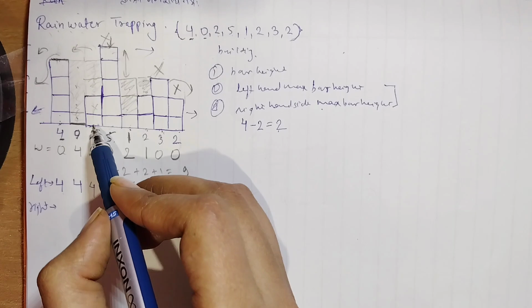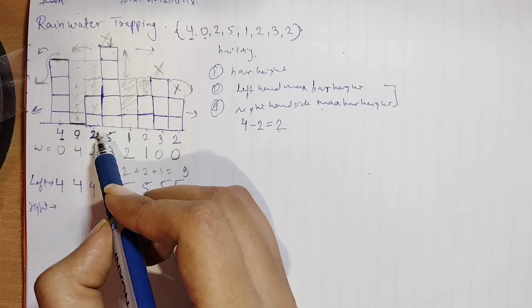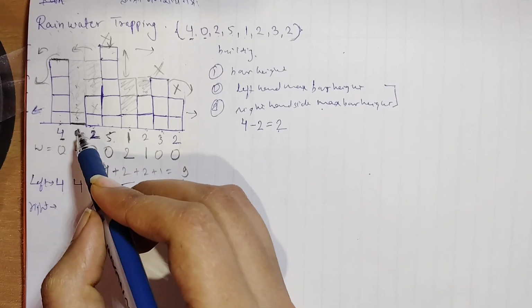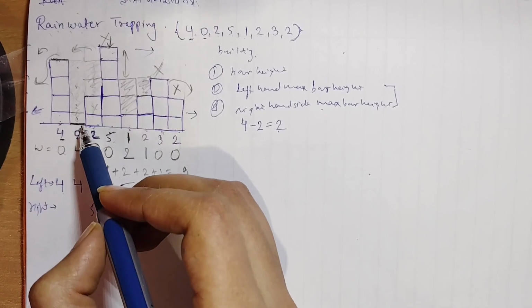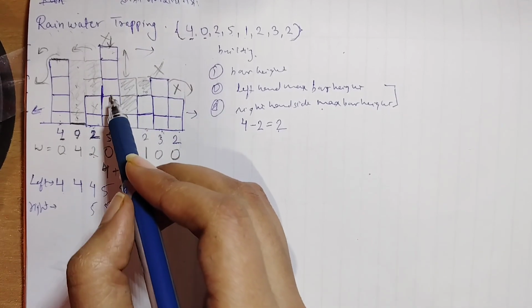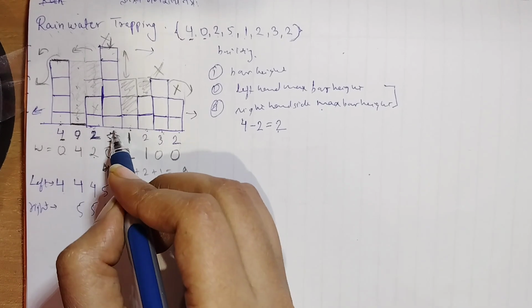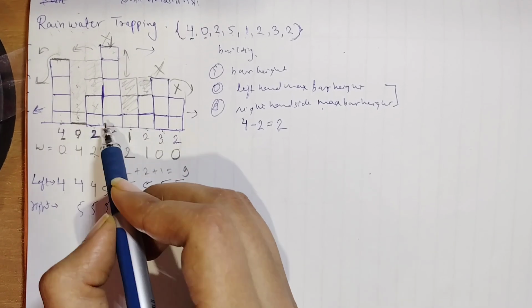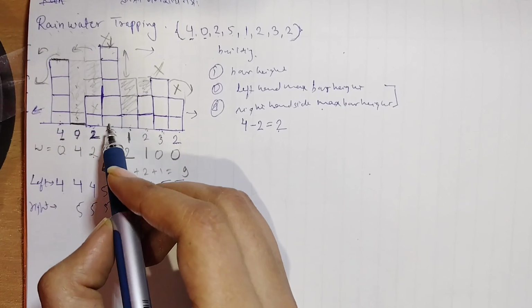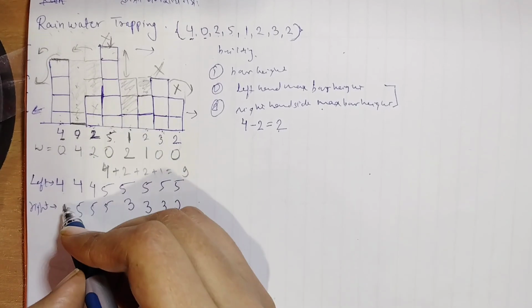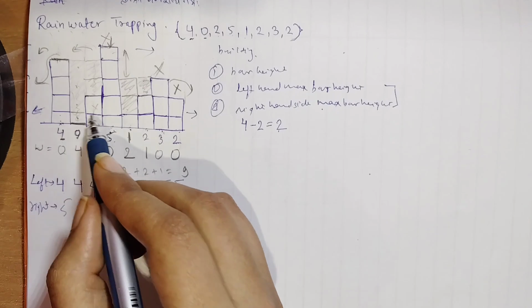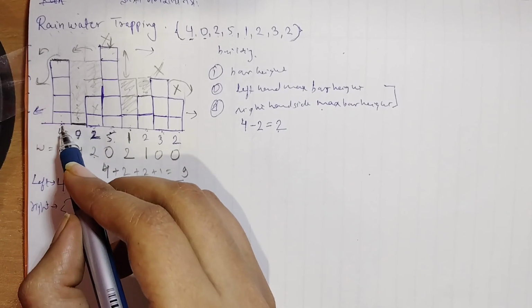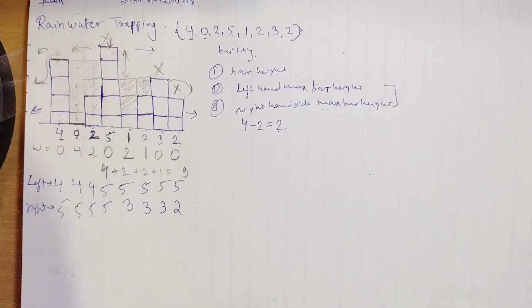So now for 2, is there any bar more than this 2? Yes, it is there, and its height is 5. Now for 0, is there any bar on the right hand side whose height is more than this? Yes, it is, that is 5. And for 4, finally we are finding, is there any bar on the right hand side whose height is more than this? Yes, it is, and it is 5. We are talking about the right hand side, that's why we are writing 5. For the left hand side, if there is no bar, that's why we have written its current height.